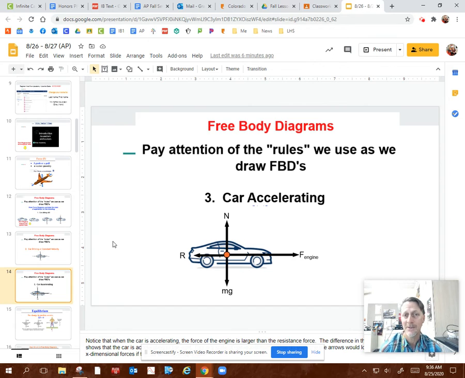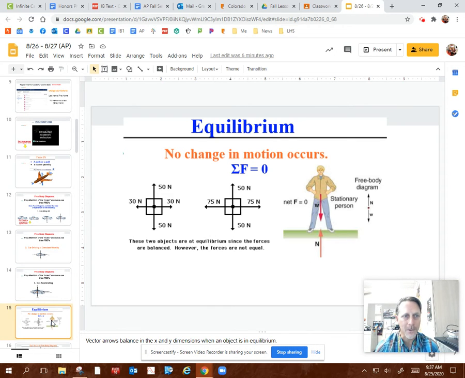Now, can you imagine if the resistance arrow was bigger than the engine arrow? If it was different in this picture, then you would say the car could still be moving to the right, but it would actually be accelerating to the left. And what that means is that it's decelerating, or slowing down, as we normally say. But in physics, it's really just an acceleration. We just call it a negative acceleration. That's all.